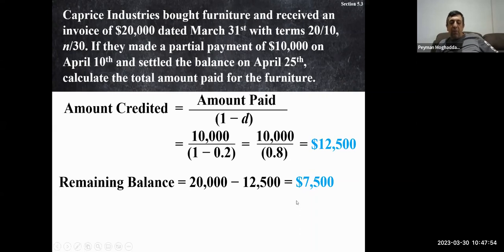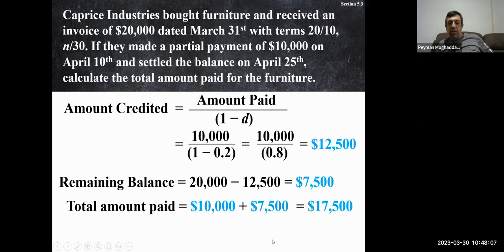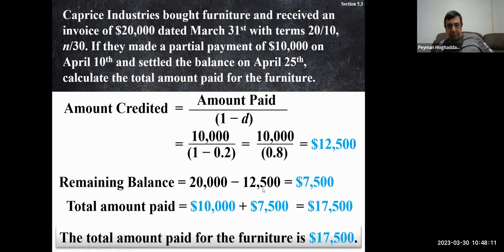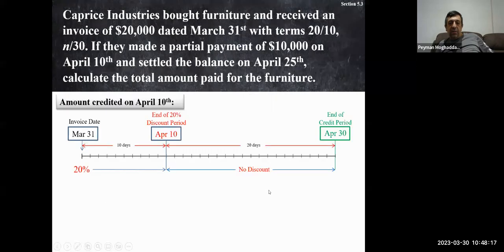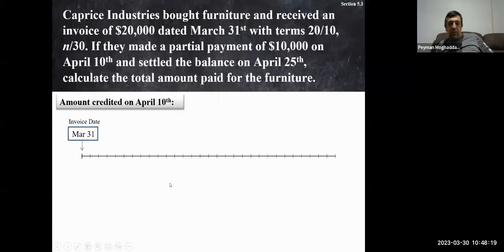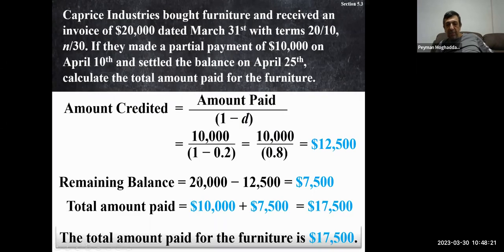So how much in total did you pay? You paid 7,500 on April 25th and $10,000 on April 10, right? So it's going to be 17,500. So that's the total amount you pay. And the correct answer is going to be A, which most of you answered correctly.